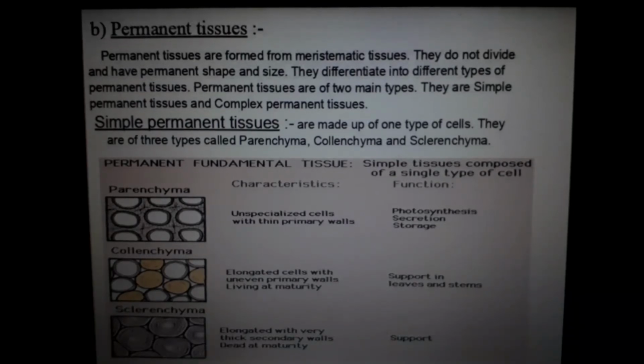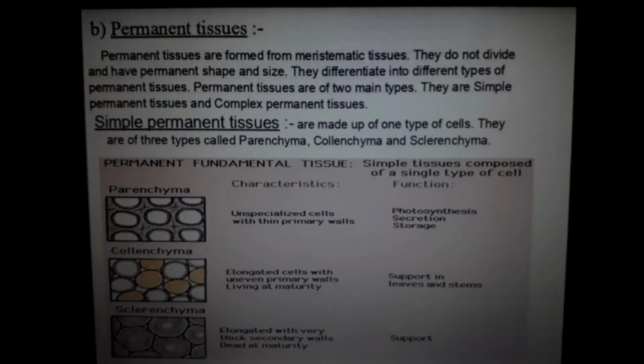Tissues means a combination of cells which perform the same type of work. But in the case of complex permanent tissues like xylem and phloem, they are made up of different types of cells. Some cells are different in them. That's why they are called complex permanent tissues. First we will go with simple permanent tissues.